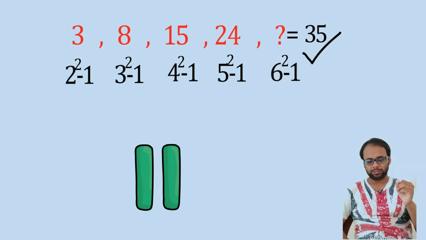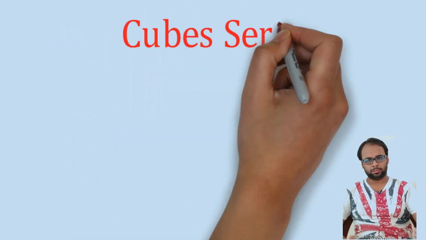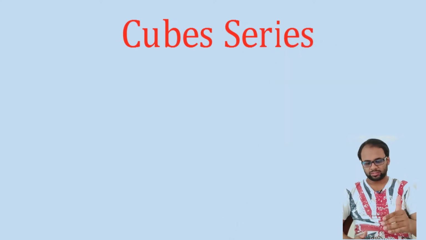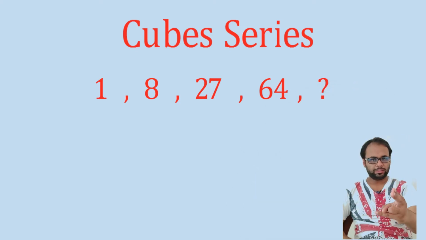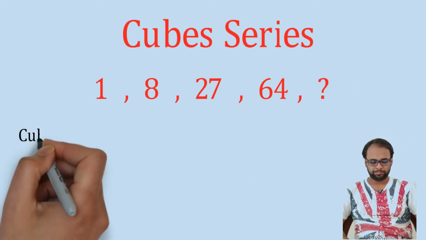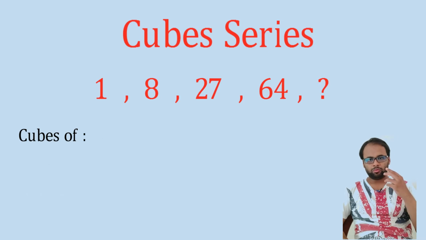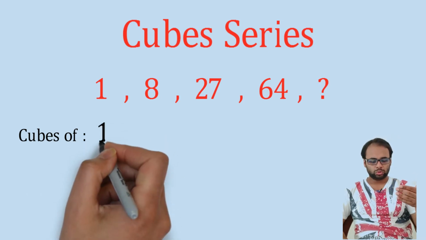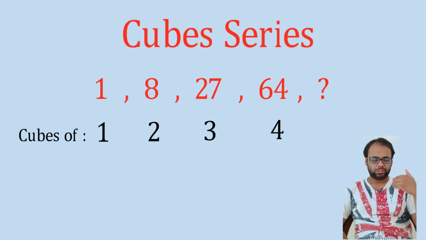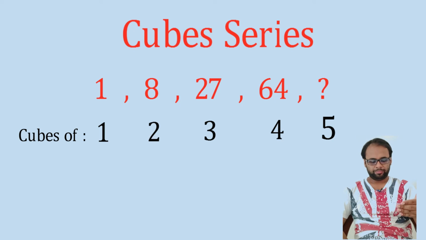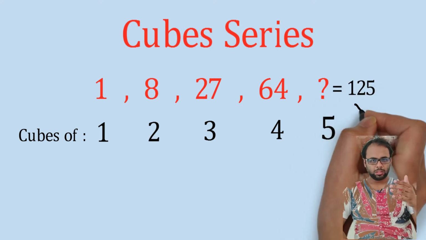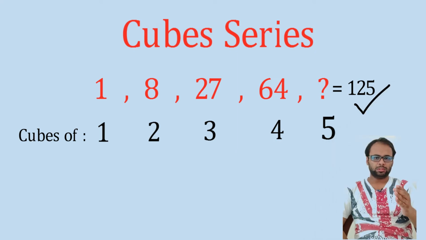Next we come to the cube series, in which the numbers are in the sequence of cubes of some numbers. So we see the first series, which is 1, 8, 27, 64. What will be the next number in the series? If you see, 1 is the cube of 1, 8 is the cube of 2, 27 is the cube of 3, 64 is the cube of 4. So the next number would be the cube of 5, which is 125. So that is the answer. That was a straightforward cube series.